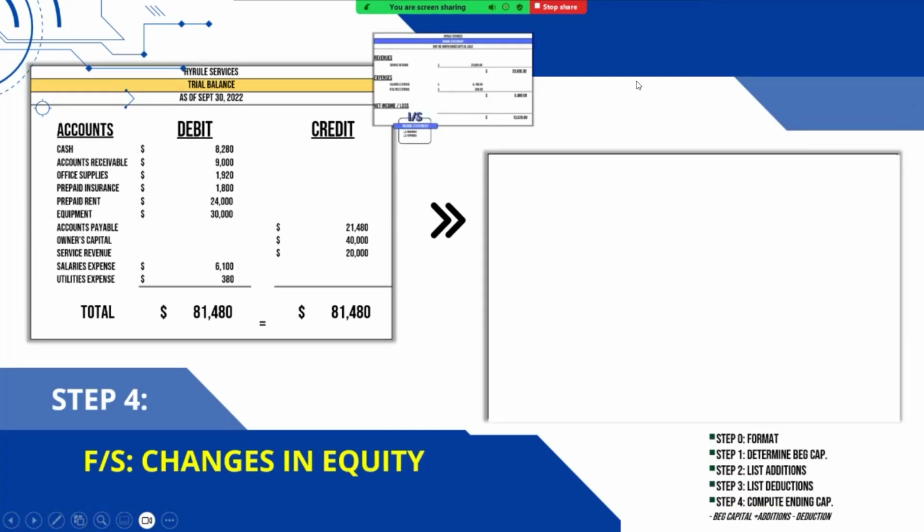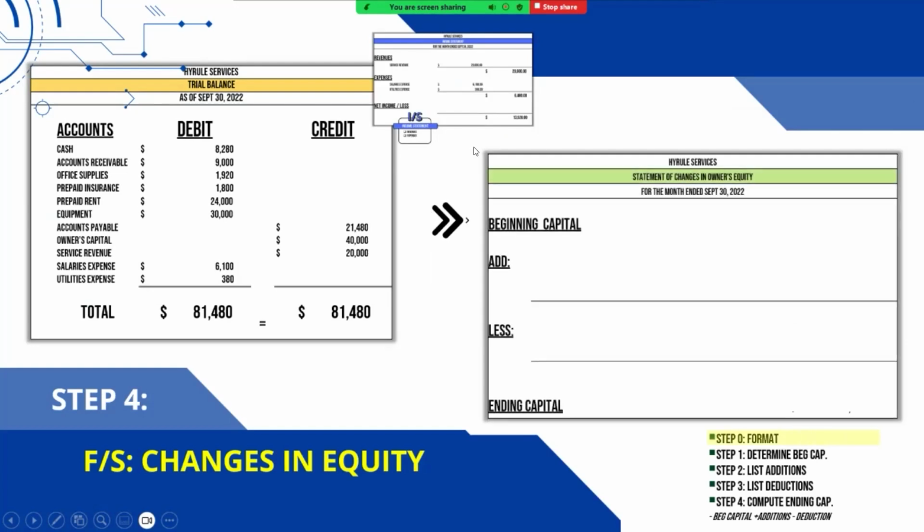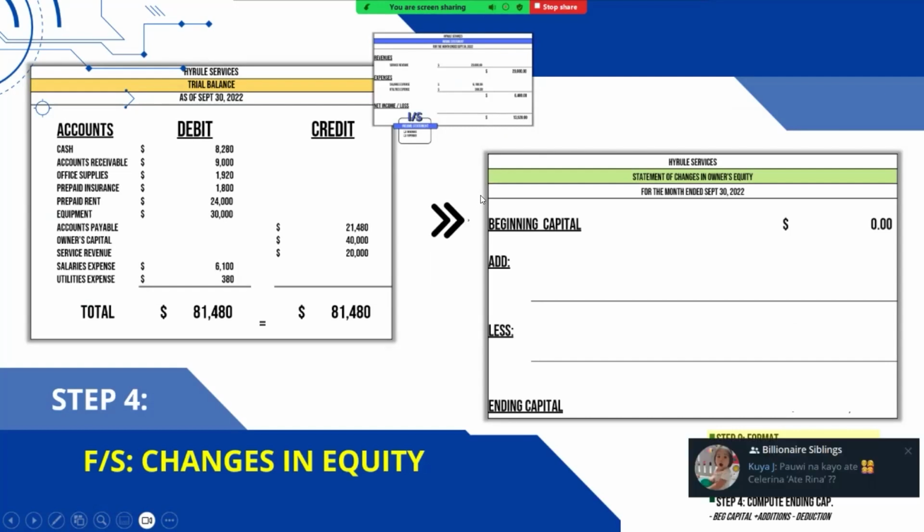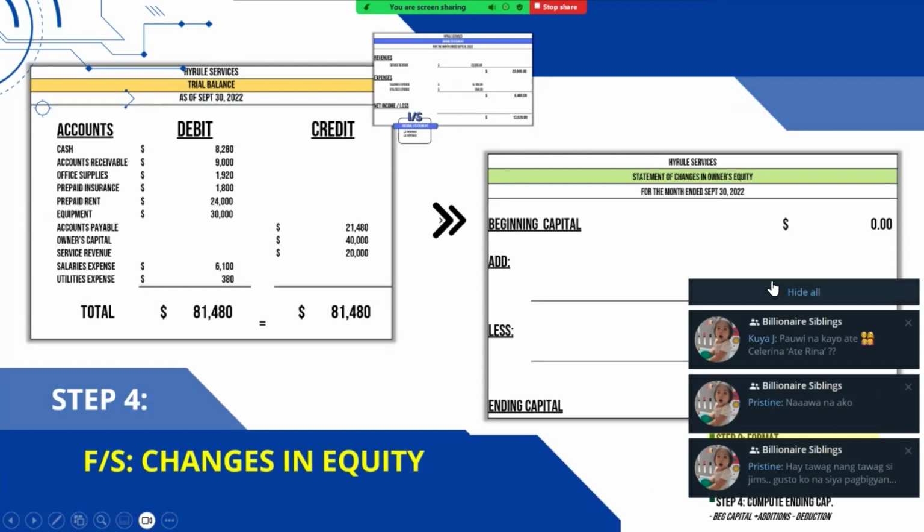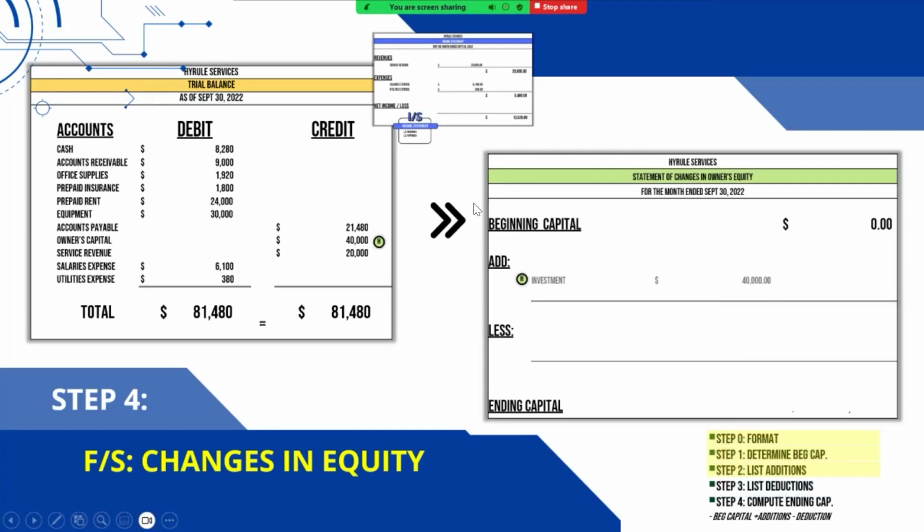We will now use this in our changes in equity, right? So again, our beginning capital would be 0 because the agency, Hyrule Services, just started. Then add any investments. So the investments would be 40,000. And then our net income of 13,520 that we got from our income statement. So we will have 53,520. We don't have any owner's drawings. And therefore, ending capital would be 53,520.